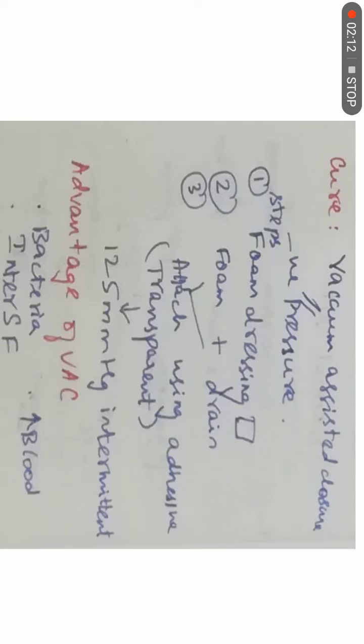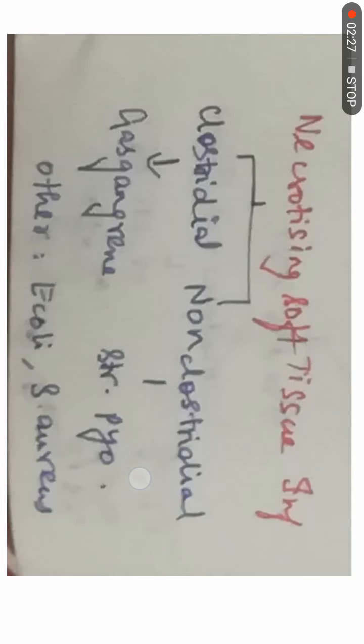Intermittent pressure is given. There are a few advantages of why we use vacuum assisted closure: the bacteria is going to be vacuumed and evacuated. Interstitial fluid is also evacuated, whereas the blood flow to that particular site will increase, ensuring very good healing.